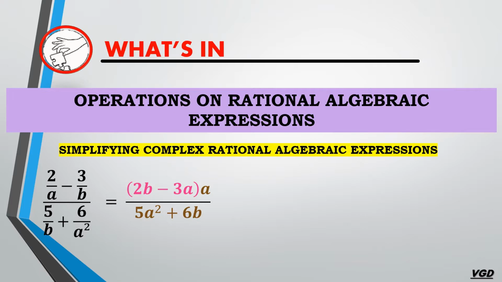So in this case, our final answer would show the expanded expression in the numerator. So it will be equal to 2ab minus 3a squared, in which we just distribute a to our first term and second term using the distributive property of multiplication. So that's why we got 2ab minus 3a squared over, just copy the denominator, 5a squared plus 6b. So that is our final answer. That is how to simplify complex rational algebraic expressions.